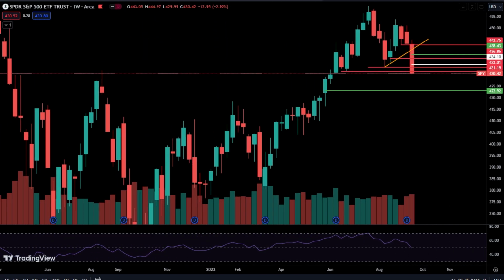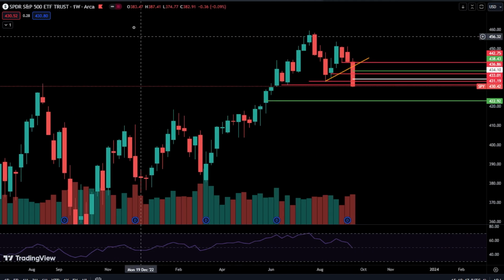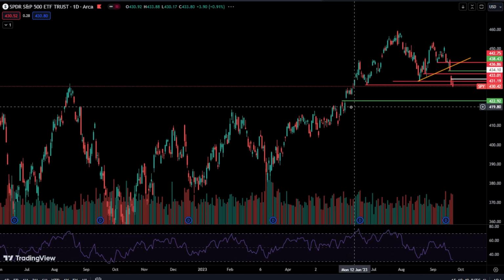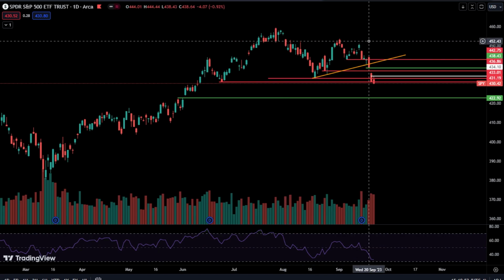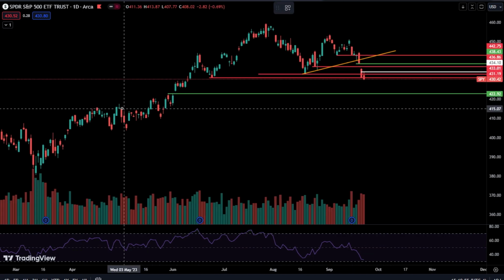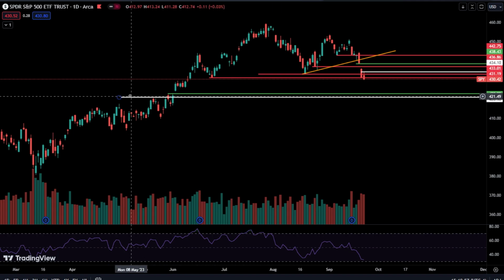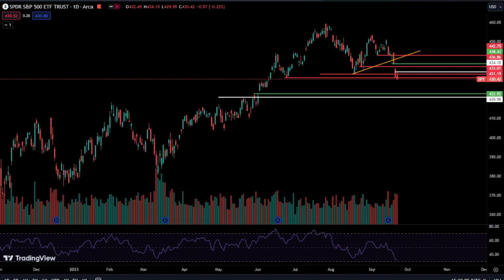Let's talk about some support for SPY. Well, first of all, we do have this gap on the daily time frame that will fill if we head down to 420, and that likely is where we do see buyers step in. But I also want to point out, right underneath that level, we can actually draw it out with a zone rather than a level there.